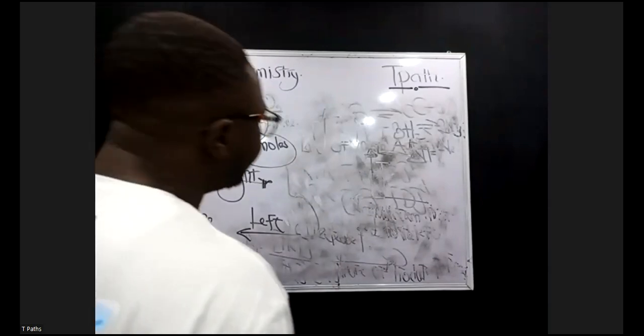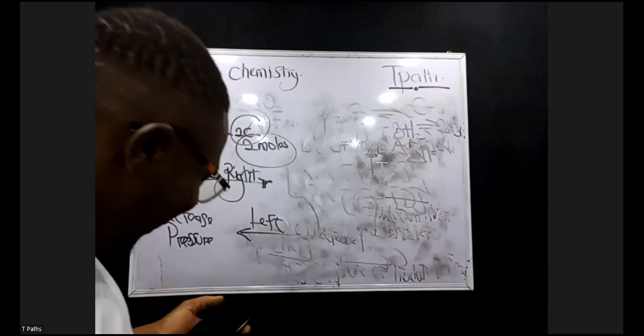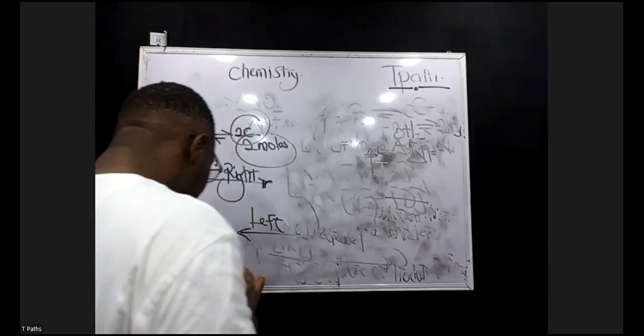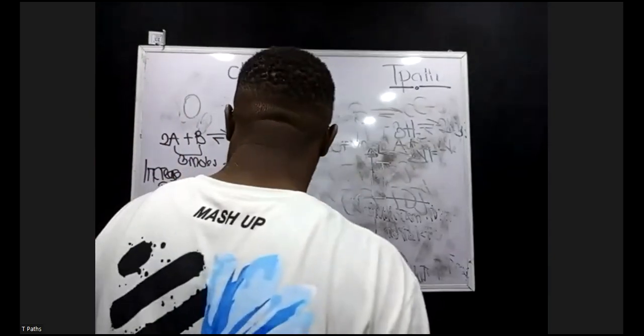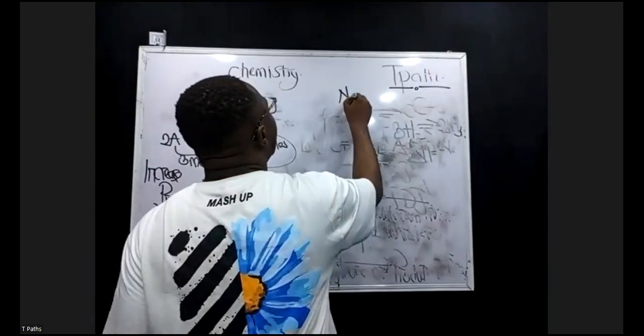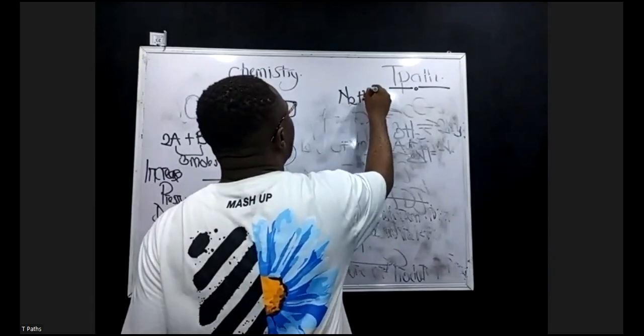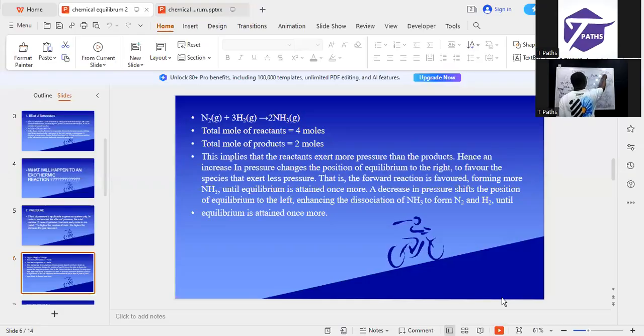Now, ladies and gentlemen, let's consider a real reaction. Let's look at the reaction in our slide. That is an ammonia system: N2 plus 3H2 giving us 2NH3. The number of moles here is 4 moles. The number of moles here is 2 moles. Now, let's understand. They are all in gaseous state. Note that.